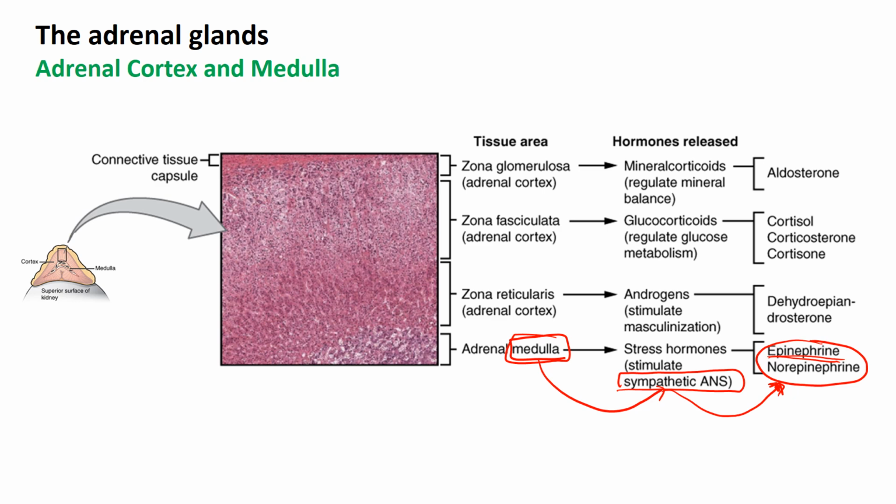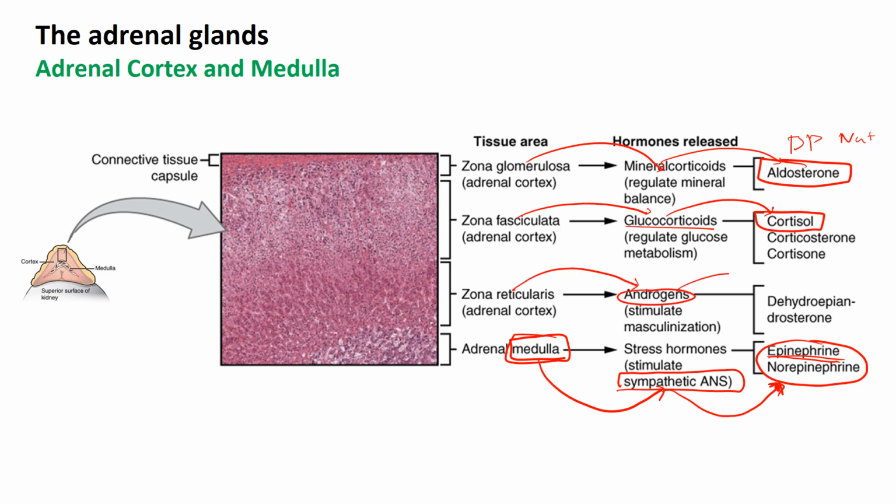And the other three, from the glomerulosa, fasciculata, and reticularis: from the glomerulosa, mineralocorticoids, but the most important hormone that you need to remember is aldosterone, related with blood pressure and sodium. We're going to talk about that in a minute. From the fasciculata, the glucocorticoids, the most important glucocorticoid is cortisol. We're going to learn those functions in just a minute, now that we're going to cover one by one. In zona reticularis, androgens, those are the sex hormones. We're going to talk about them briefly in just a minute.